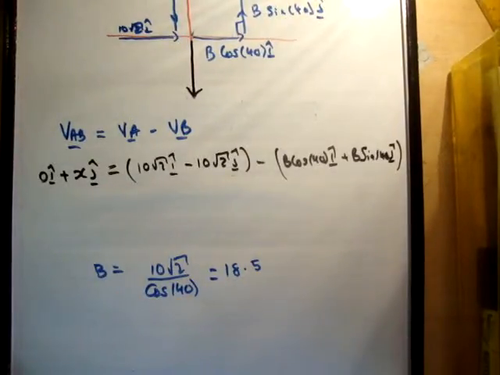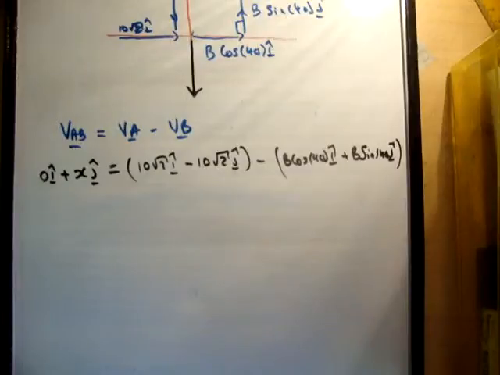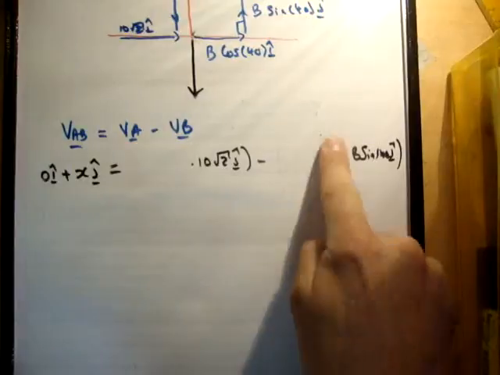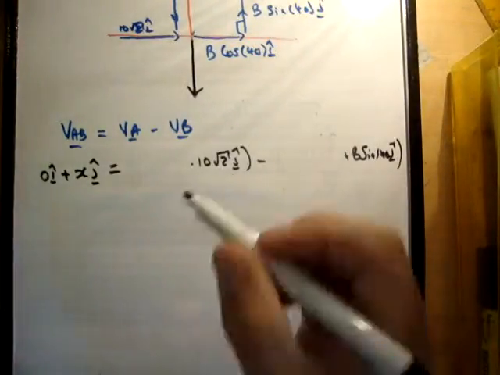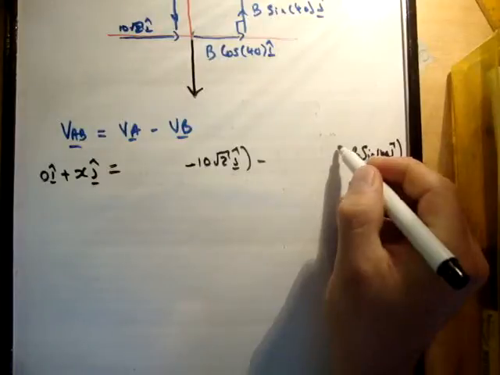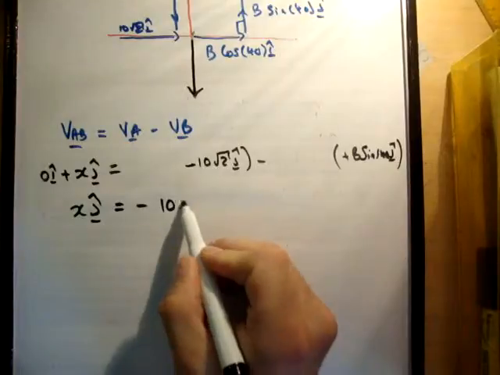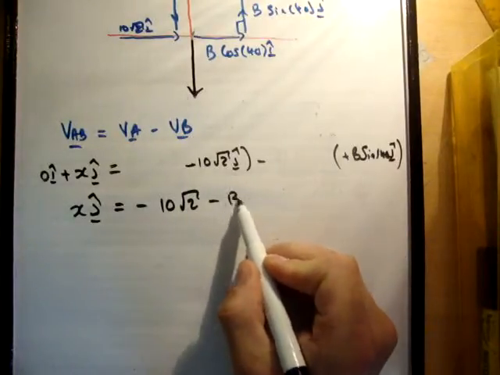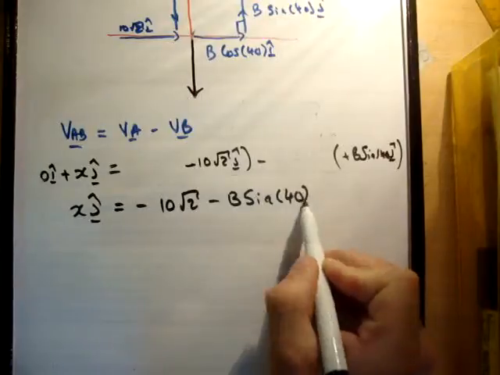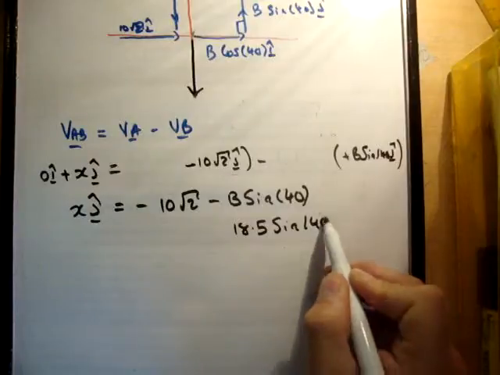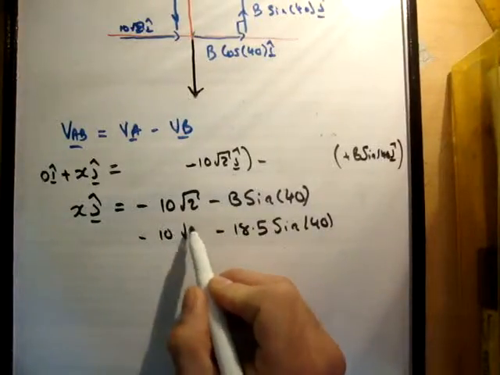So B is equal to 18.5. Let's get rid of what we don't need. We're told, of course, that all the i components go to 0, so just get rid of those. This was a negative, wasn't it? What we're going to get is that x j hat is equal to negative 10 root 2, and this is going to be negative B sin 40. But we know what B is, because it's 18.5 times the sine of 40, negative 10 root 2.